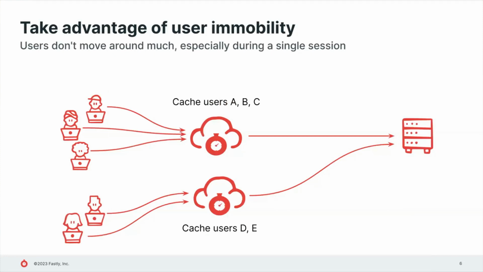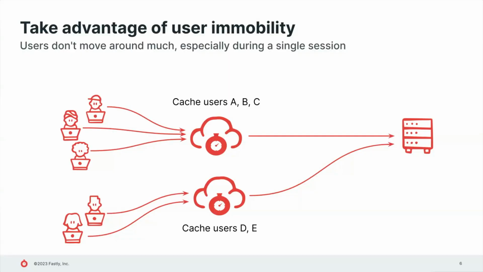Personalization at the edge also benefits from a really useful property of human beings, which is that we don't move around very fast. A user who starts their session connected to one point of presence, like say Frankfurt, is overwhelmingly likely to remain connected to that same point of presence for the duration of their session.